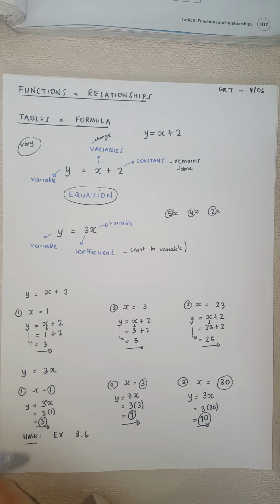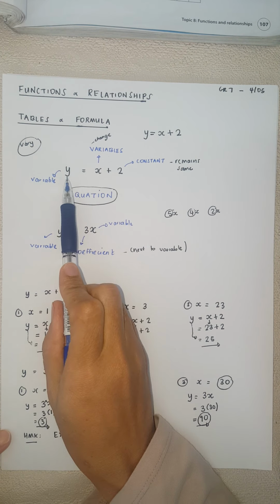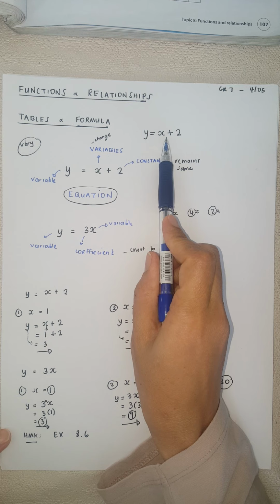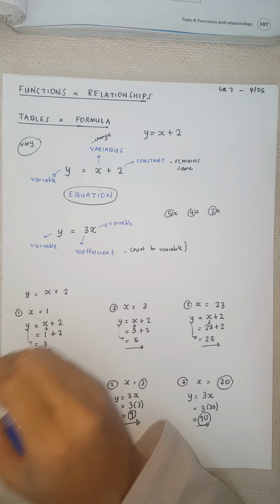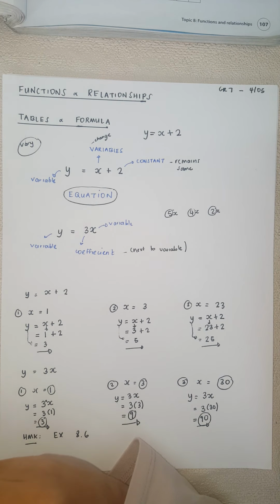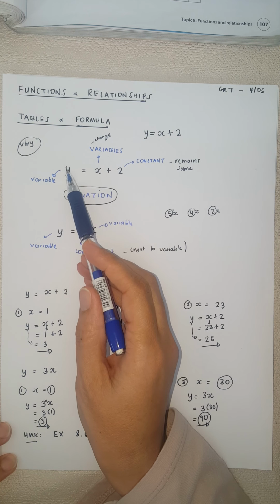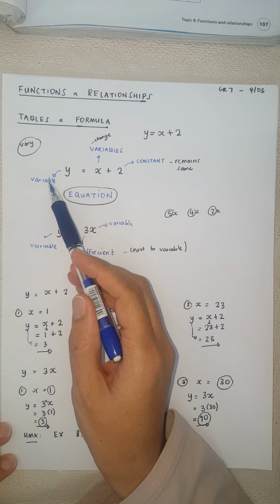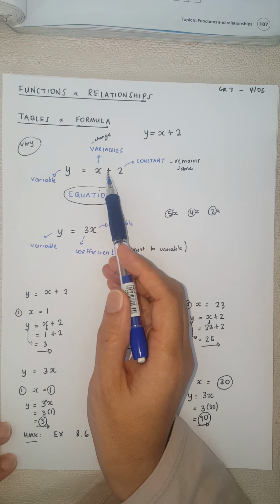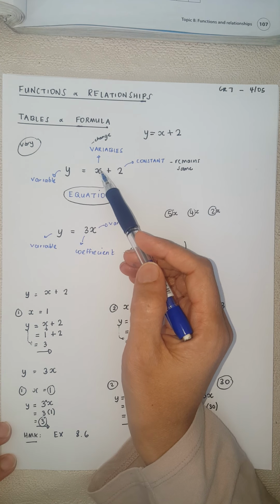Okay, now we're getting on with the equation part of it, right? So when we see an equation, we have y equals x plus 2. In maths, we call that an equation, and we need to know the different parts of an equation, right? So if you look at the first part, we have y, which is called a variable, equals x plus 2. And x is also called a variable.